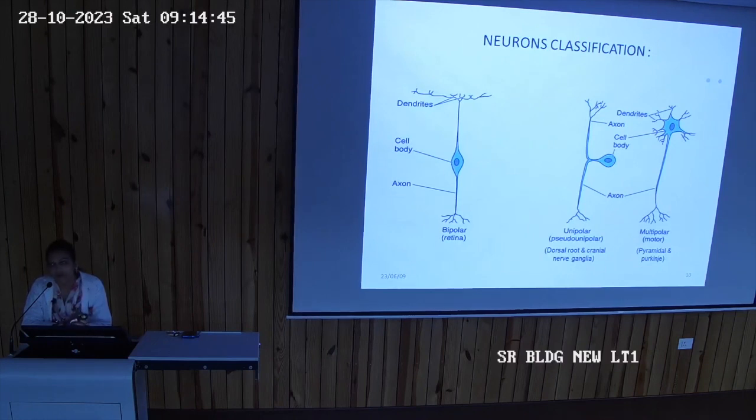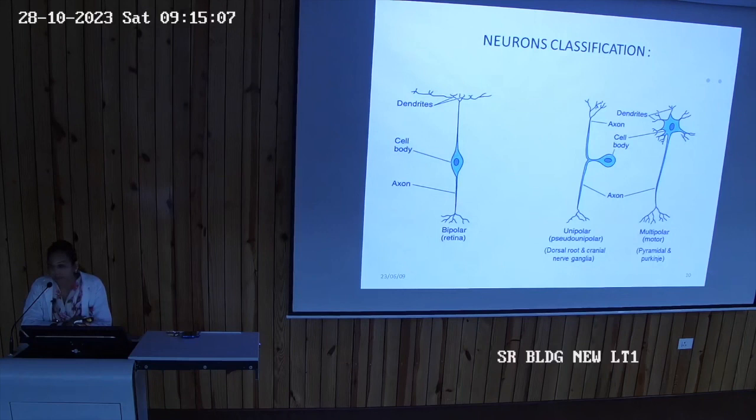Nowadays, unipolar and pseudo-unipolar are considered the same in the latest books, but unipolar is that which has a single process, a single cell process. Best example is the mesencephalic nucleus of trigeminal, the fifth cranial nerve.